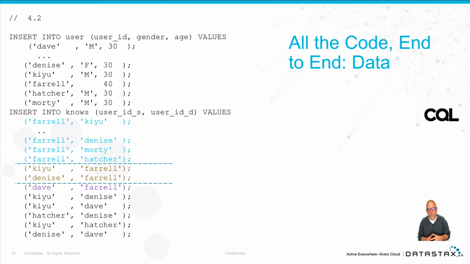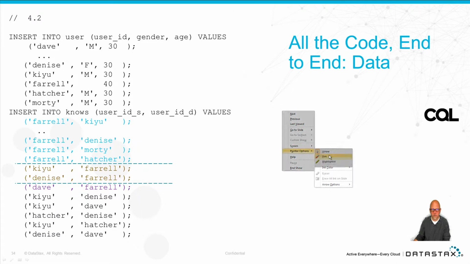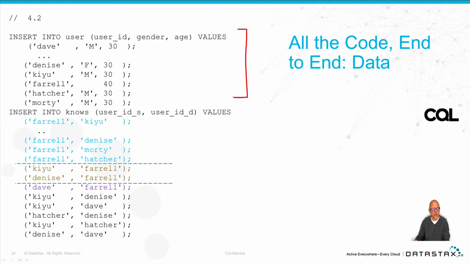Here's the data we're going to use. So we have some users. The users are Farrell, Denise, Hatcher, Morty. We have a couple users.